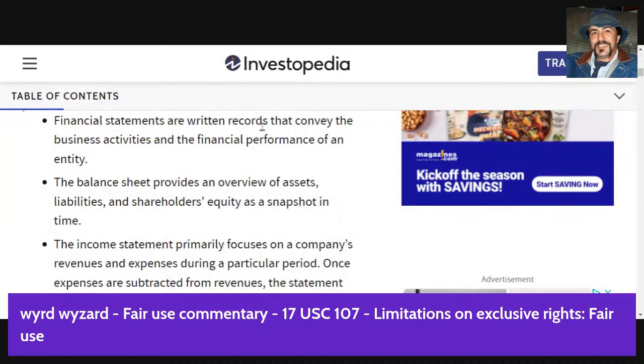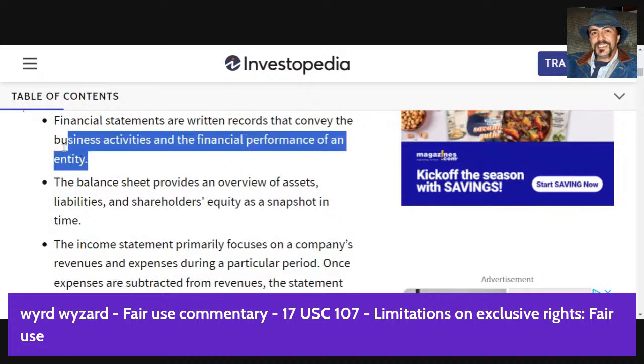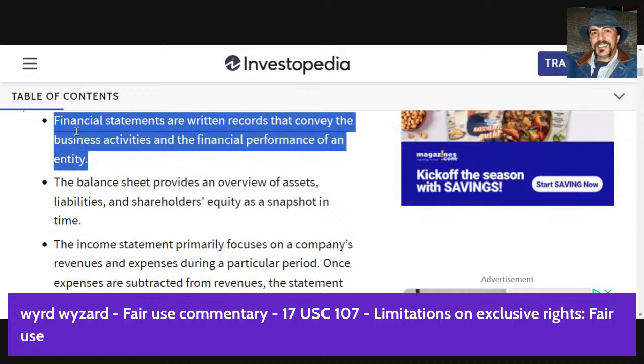Financial statements are written records that convey the business activities and the financial performance of an entity. The written record, it is not an electronic record. They cannot do everything electronic. They have to have the financial statements as a matter of written record. And what is a financial statement as a written record? Is a cash item. They cannot get rid of the fiat paper currency, as cash items are required.